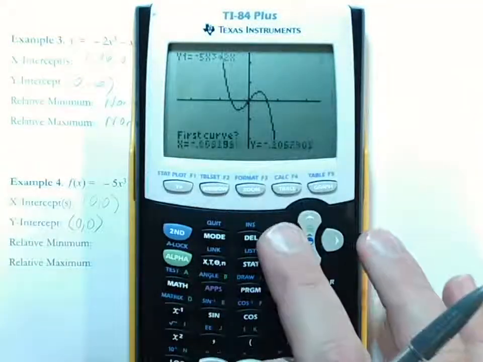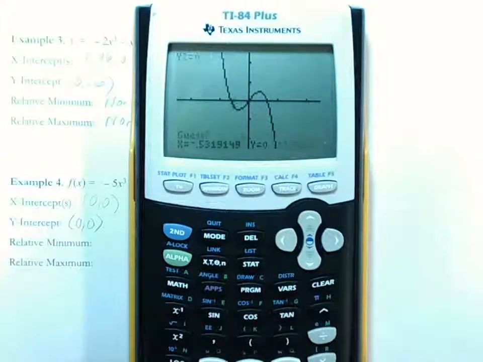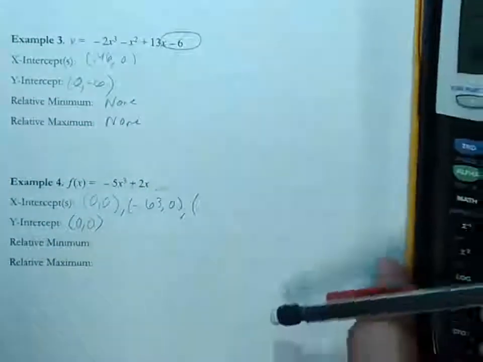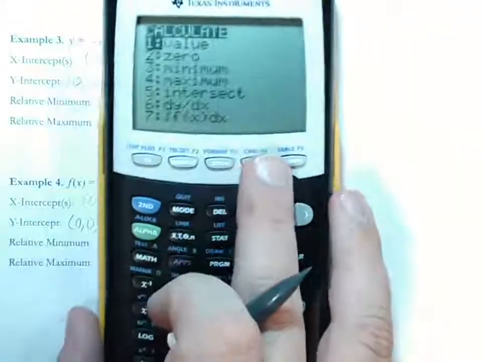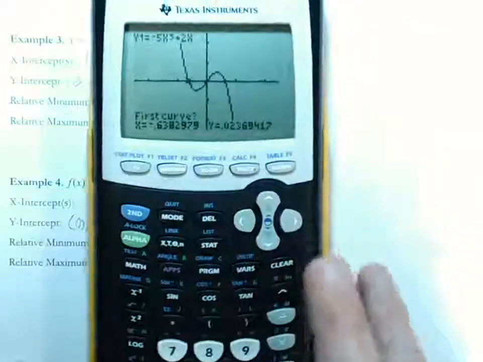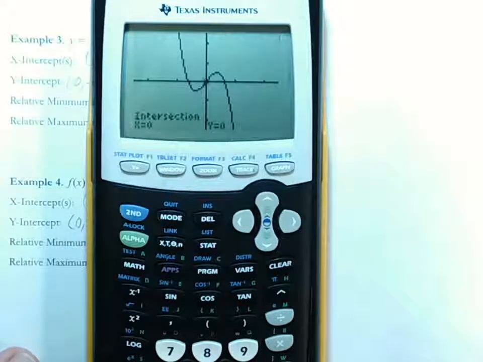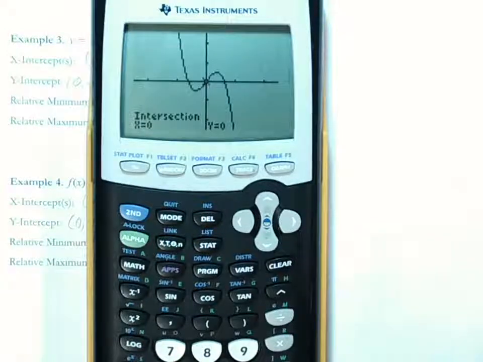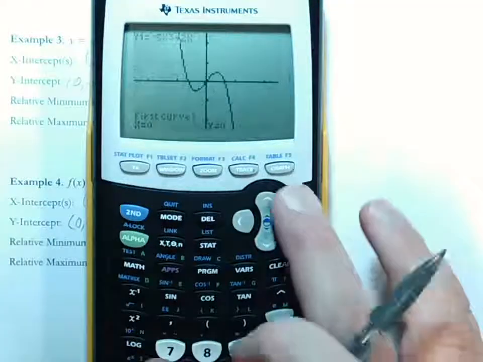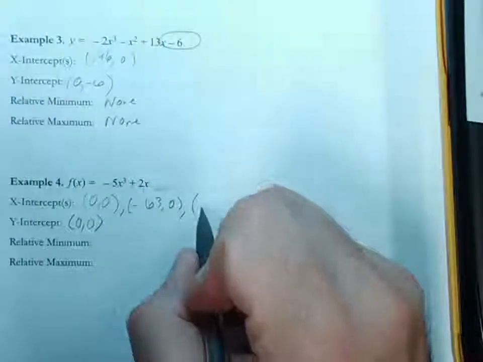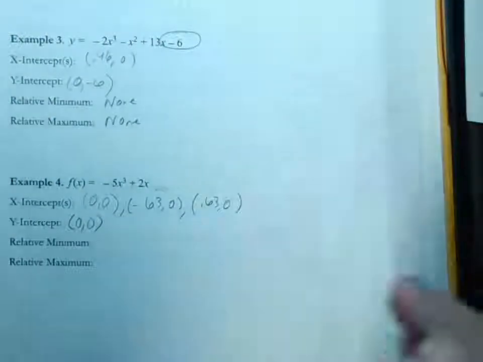Second, trace 5. I'm just going to get close to this one. Enter, enter, enter. And I get negative 0.63, 0. I already have this next one written down, but I'm going to do it anyway. Second, trace 5. And I'm going to arrow over here. Just get close. Enter, enter, enter. It's going to be 0, 0. I already have that written down because remember what I just told you. Second, trace 5. Let's go to the last one, which is right over here. Enter, enter, enter. And we get 0.63, 0. So there are our intercepts.